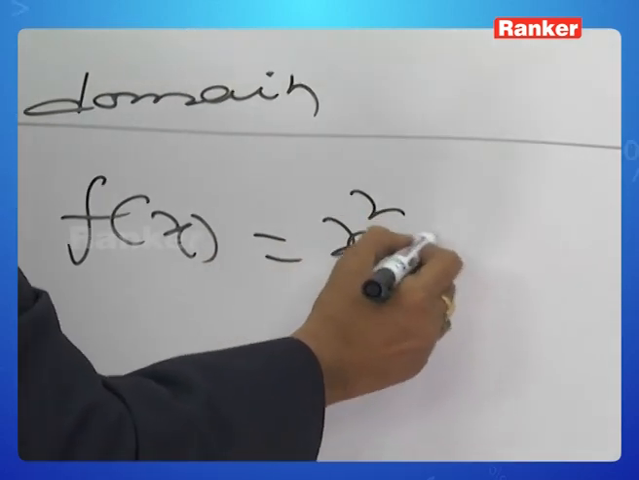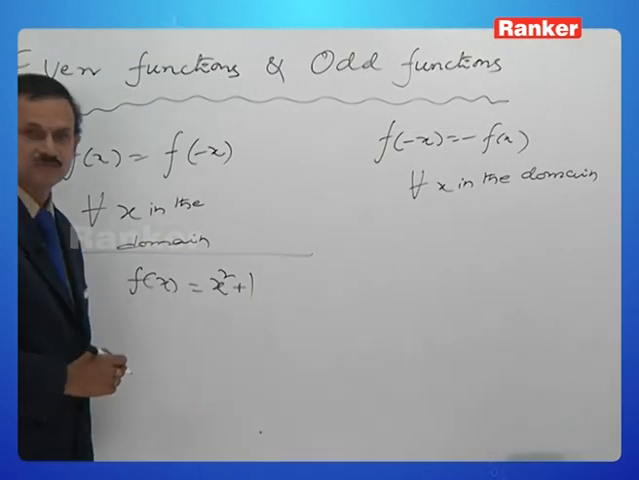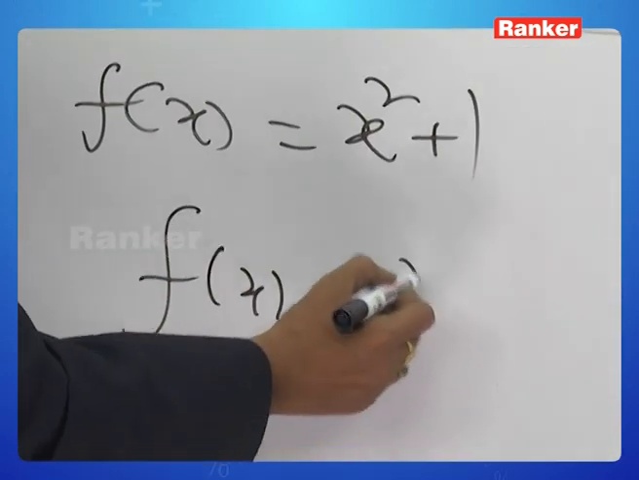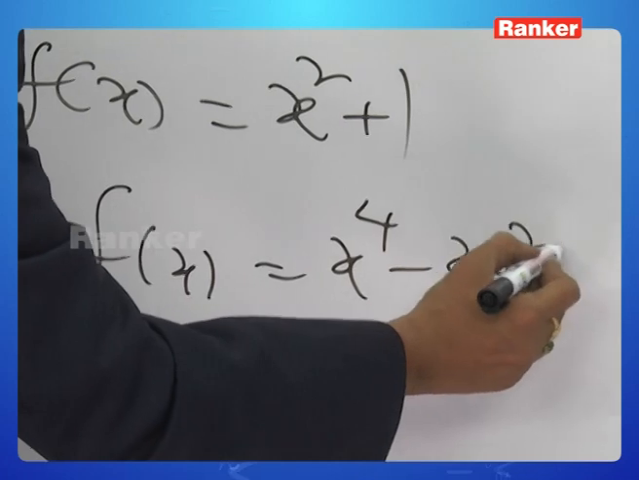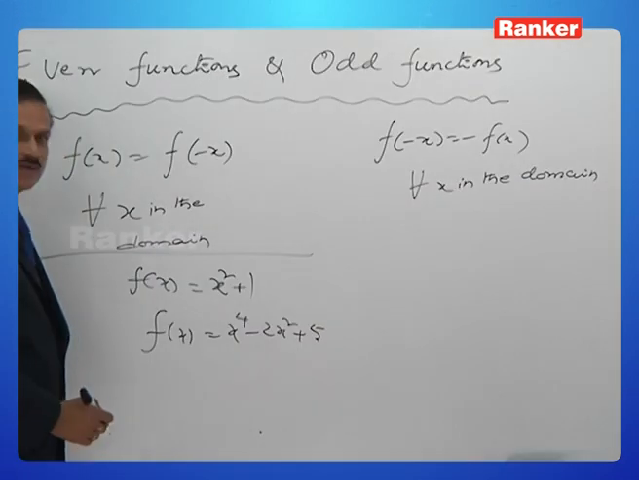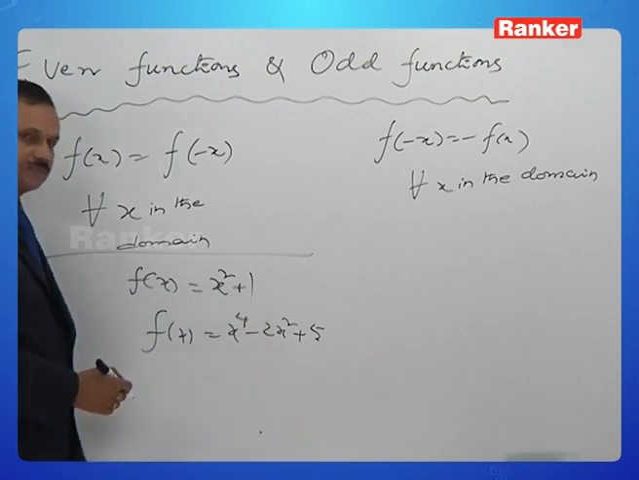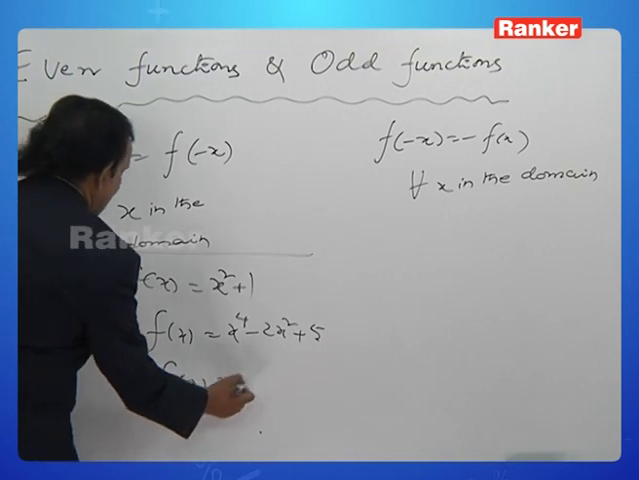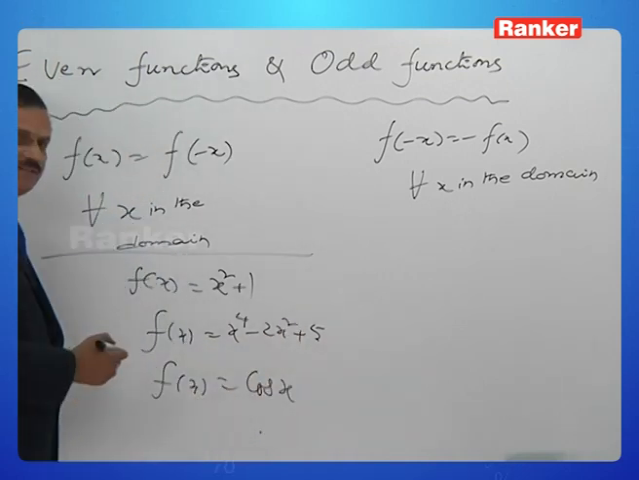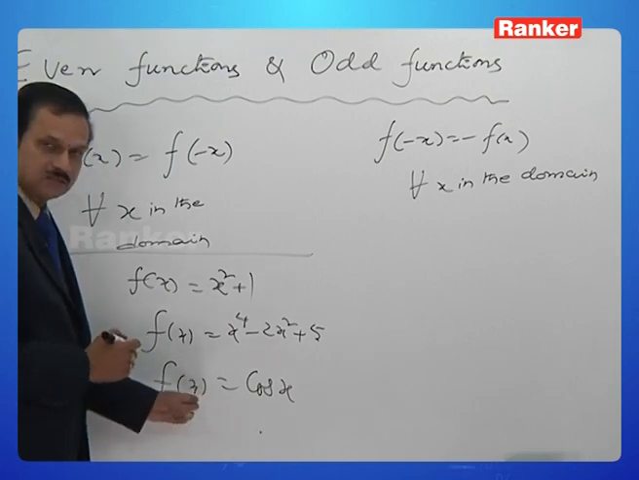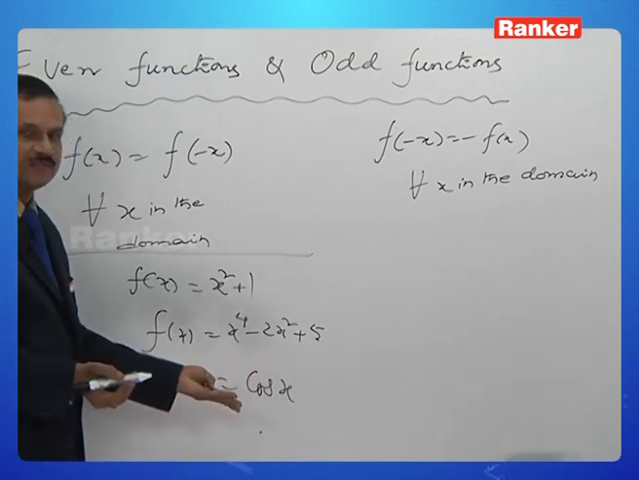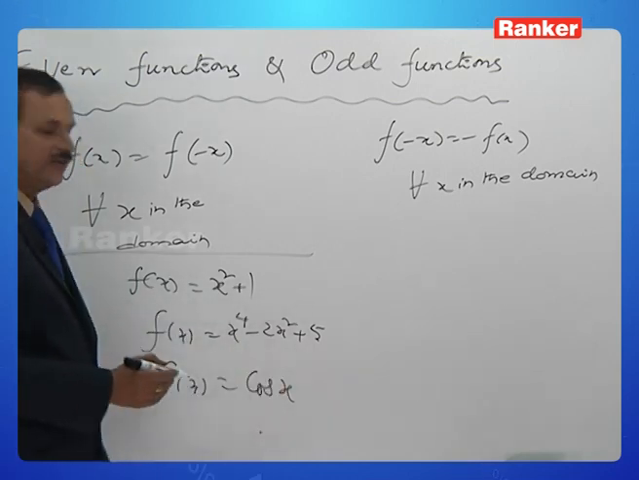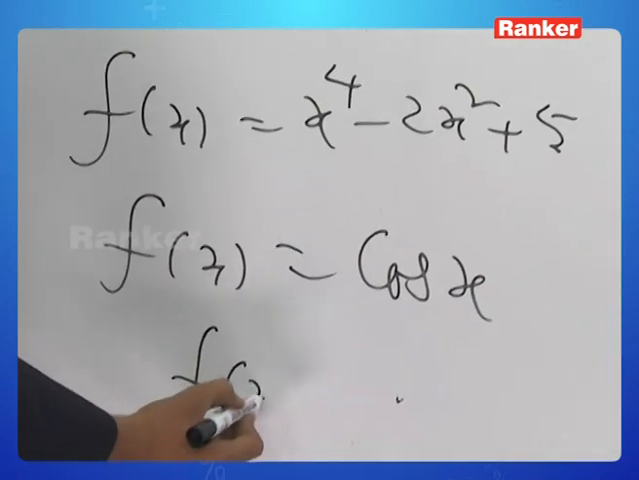f of x is equal to x square plus 1. f of minus x is x square plus 1. It is an even function. f of x is equal to x power 4 minus 2x square plus 5. Is it an even function? Of course, f of minus x is x power 4 minus 2x square plus 5. And then f of x is equal to cos x. Is it even or odd? What is f of minus x? Cos of minus x. What is cos of minus x? Cos x. So f of minus x is equal to f of x. It is also an even function. f of x is equal to mod x.